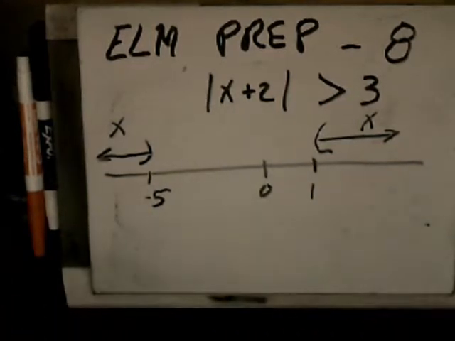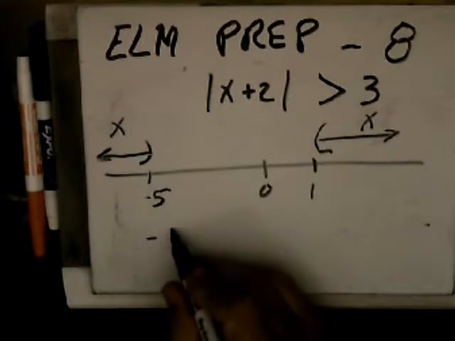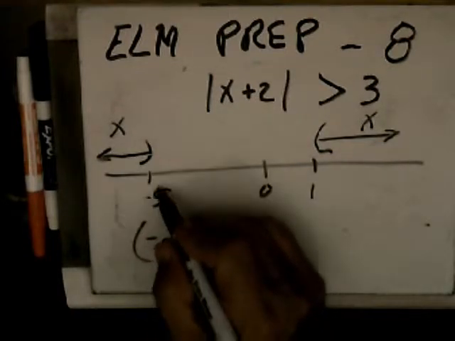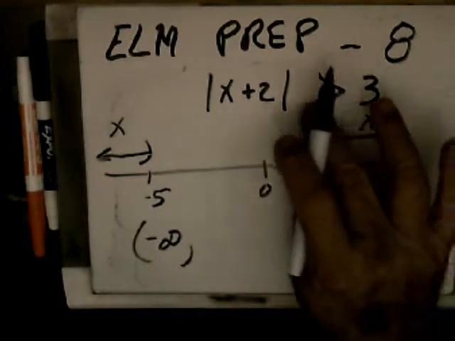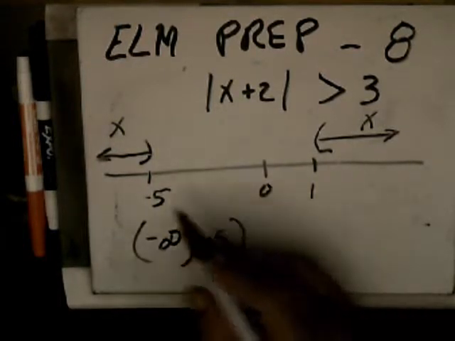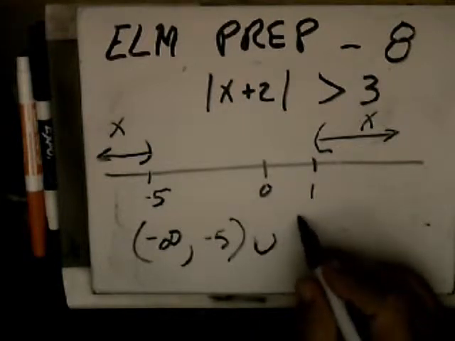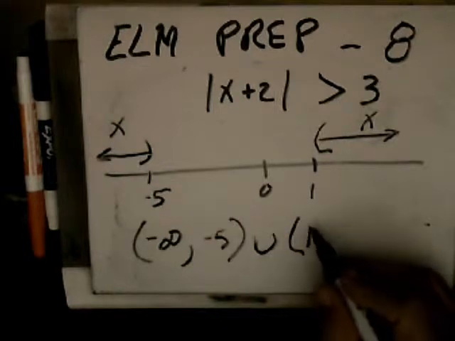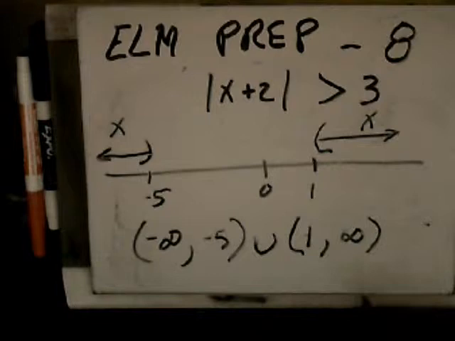So they might ask you, what is the domain of this? And it would be from minus infinity up to, but not including, negative 5 because I don't have an equal to here. If that were an equal, I would include it. Up to minus 5. And then we have a skip from minus 5 to 1. And we say, or the answer could be from anything above 1, not including 1, up to positive infinity.